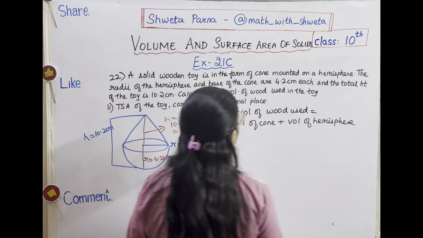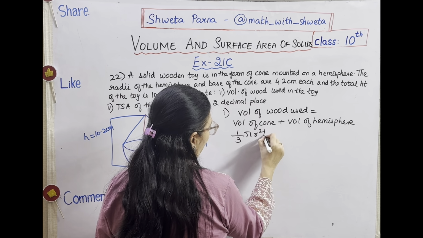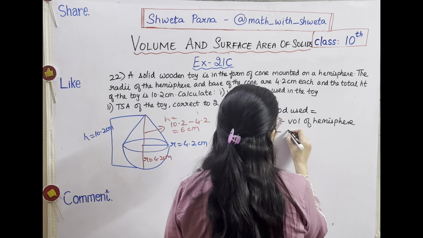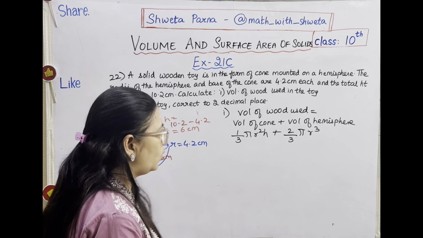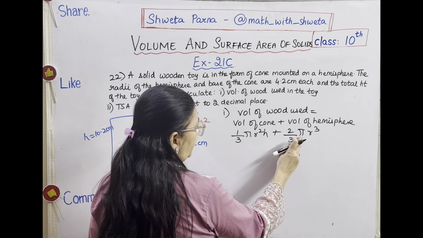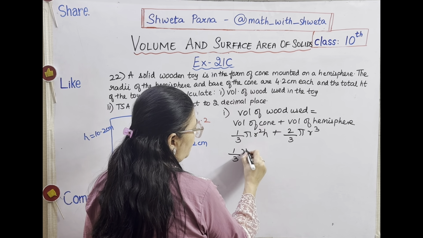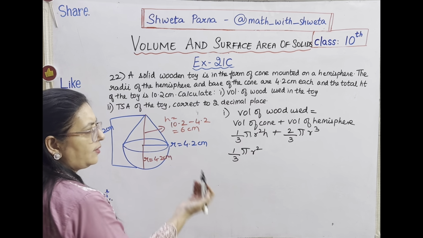What is the formula to find the volume of a cone? It is 1 by 3 pi r square h. What is the volume of the sphere? It is 2 upon 3 pi r cube. Okay. Now, you can take pi common, 1 upon 3 common. 1 upon 3 pi, radius square will also be common because the radius is the same.